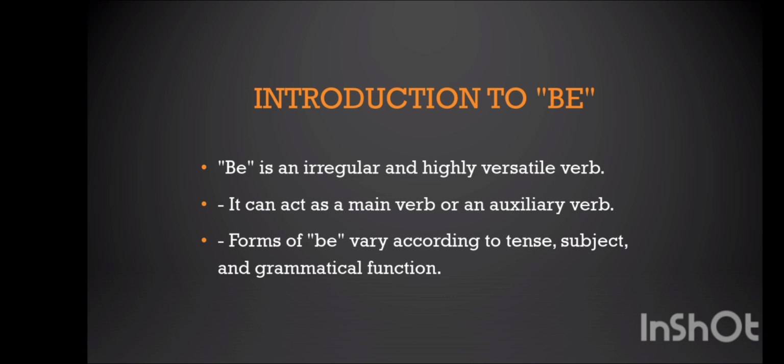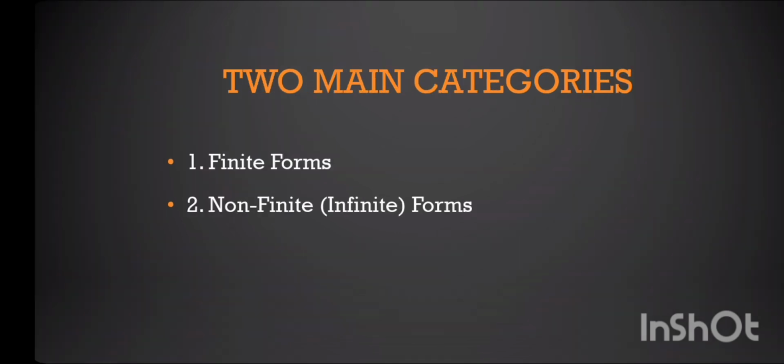Be is an irregular and highly versatile verb. It acts as a main verb and as an auxiliary as well. Therefore the forms of be vary according to the change in tense, subject and grammatical function. So you need to take care of all these situations. We can divide their usage into two main categories: finite forms and non-finite forms. So what are the finite forms and what are the non-finite forms?